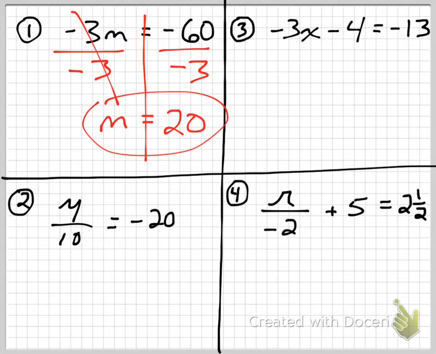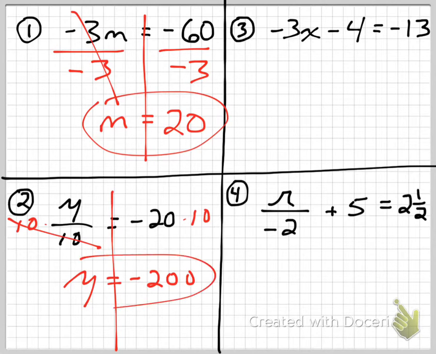Number 2, line down the equal sign. Is the variable happy? No, being divided by 10. What's the opposite of divided by 10? Multiply by 10. They're gone. Y equals -20 times 10. A negative times a positive is a negative 200. Y is -200.